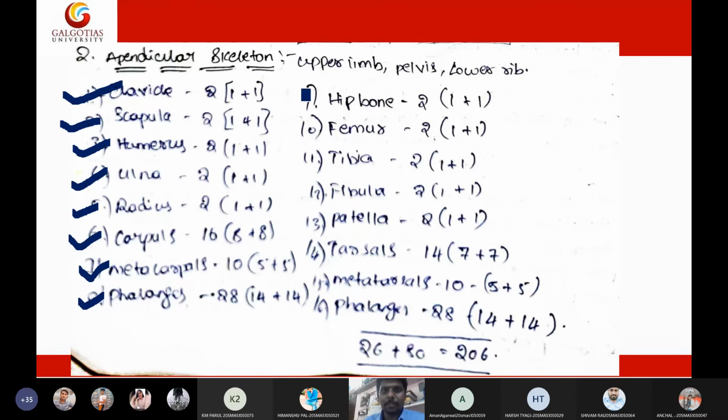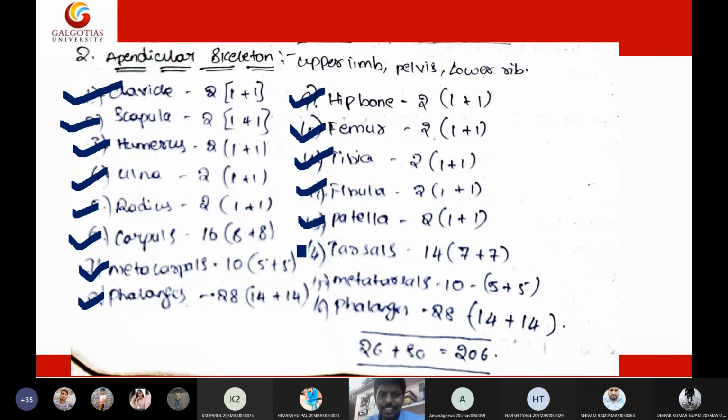Then next we have the hip bone. The hip bone is a combination of two bones, right hip and left hip. So we have two hip bones. Then we have the femur, the thigh bone. Then fibula and tibia, the bones of the leg. Then you have the patella. Where is the patella present, students? Do you have any idea? Knee bone. Yes, very good. The knee bone is called patella.